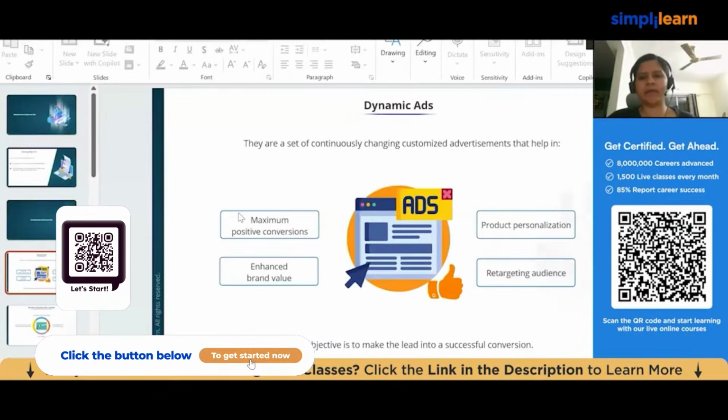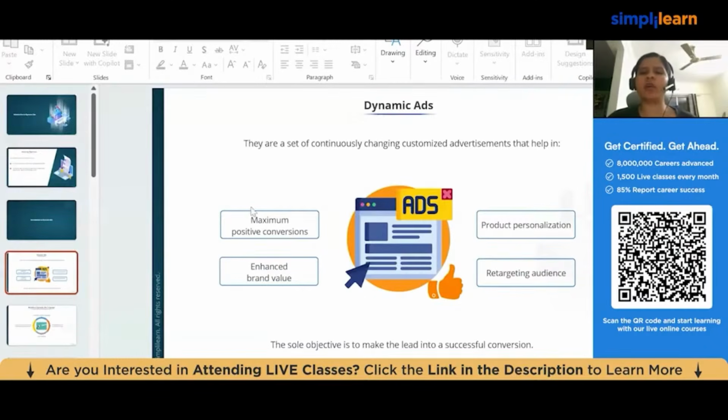So yeah, because you are doing product personalization with dynamic ads and you are doing remarketing, automatically it will improve your conversion, automatically it will improve your sales numbers. Okay. And it will also enhance your brand value, because whenever a consumer feels that the brand is doing some personalization with respect to their creative or copy, that does create a difference.